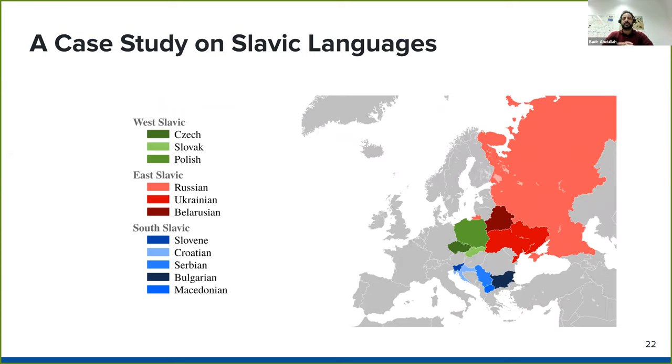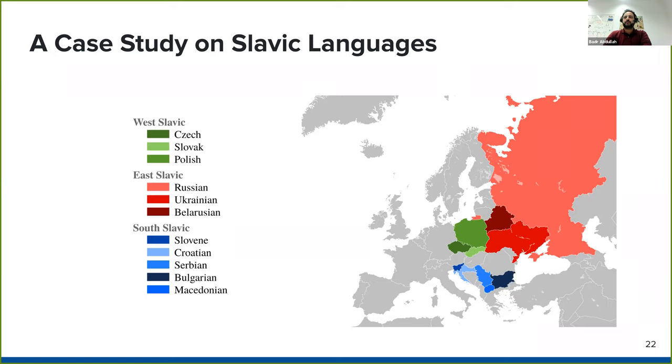So here we have a sample of 11 Slavic languages from the three main Slavic branches: three West Slavic languages, three East Slavic languages, and five South Slavic languages. We know from sociolinguistic work that the Slavic languages are mutually intelligible to various degrees, but the intelligibility seems to be higher for languages within the same Slavic group. For West Slavic speakers, it's easier to understand other West Slavic languages compared to, for example, South Slavic languages.